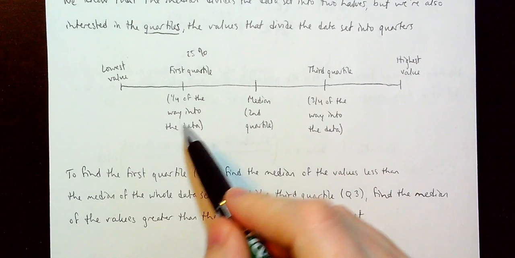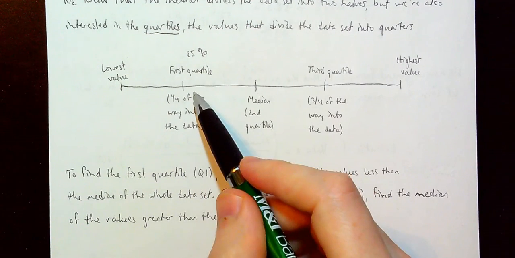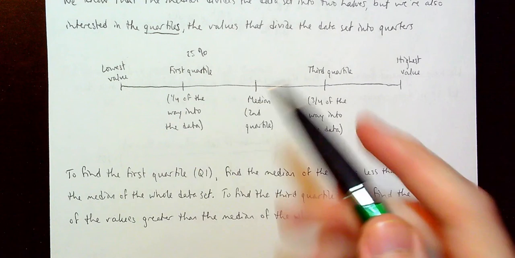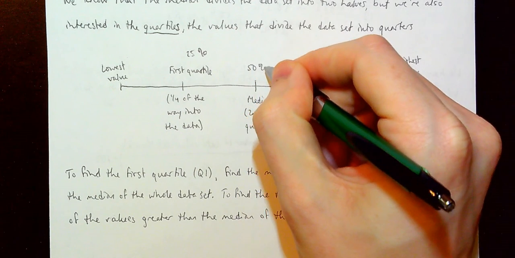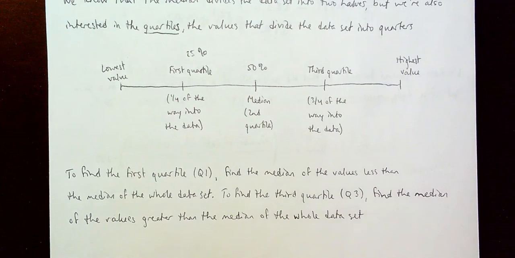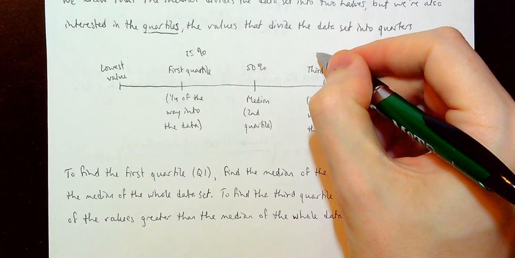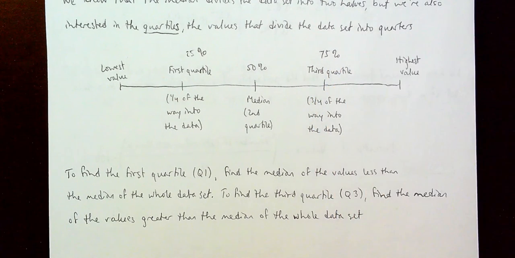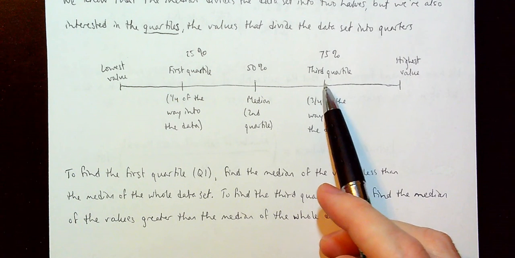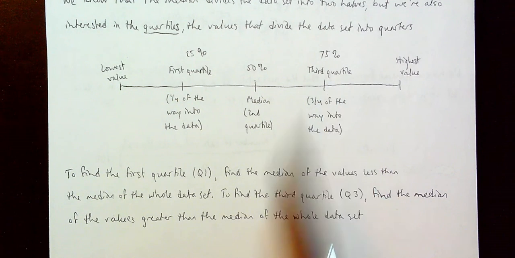25% of the data is less than the first quartile. The median has a percentile rank of 50. 50% of the data is less than the median. And the third quartile has a percentile rank of 75. So 75% of the data is less than whatever number is our third quartile.